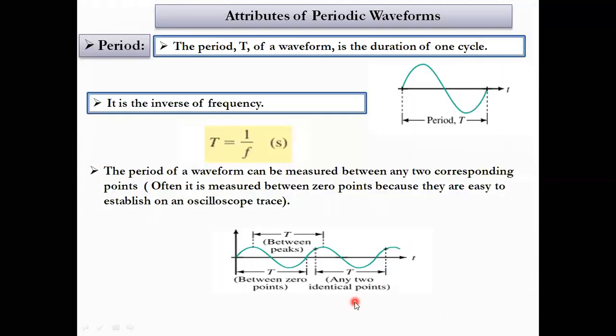We have some other definitions. Time period: the x-axis is time, and this complete cycle is covered within the duration of this period. That is the time period. It is the reciprocal of frequency, and the unit for the time period is seconds.